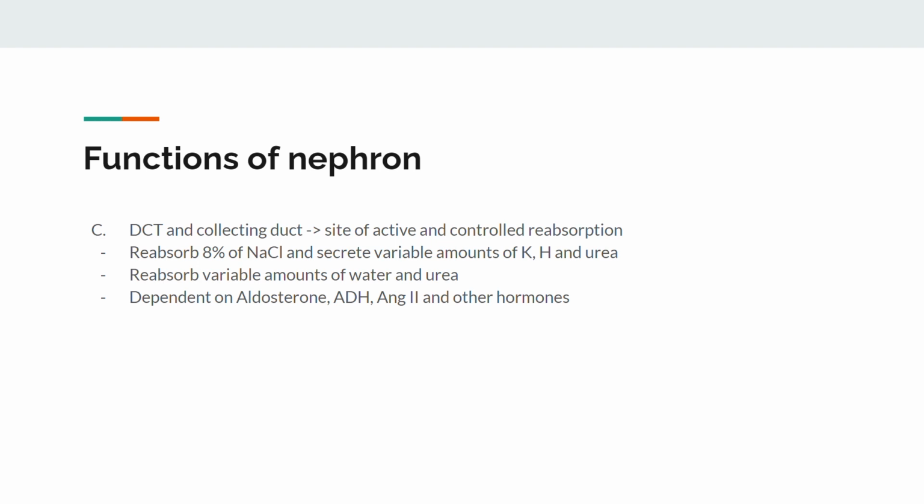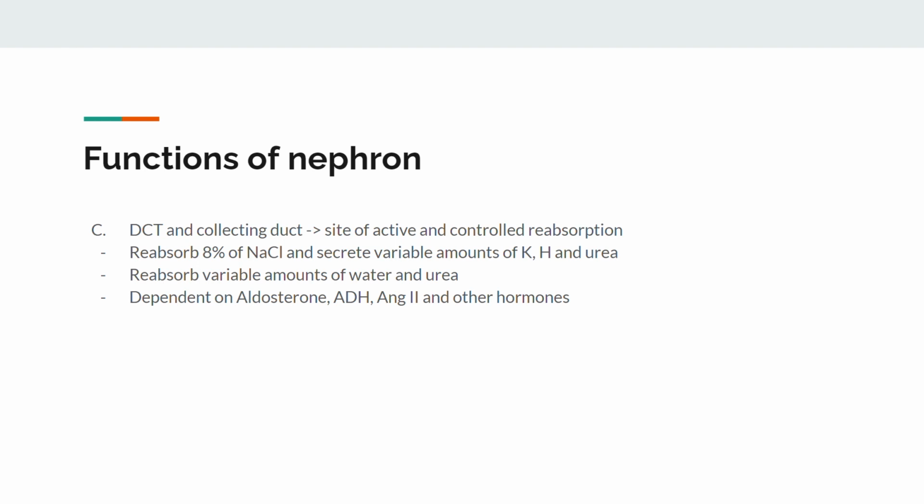So now onto the DCT and collecting duct. Here is the site of active and controlled reabsorption. This is where most of the hormones work that we know about, so aldosterone, ADH. It is good to know that angiotensin II, adrenaline, and various other things also work here, as well as on the PCT. But the DCT and collecting duct is where I want you to think about active and controlled reabsorption for the most part.